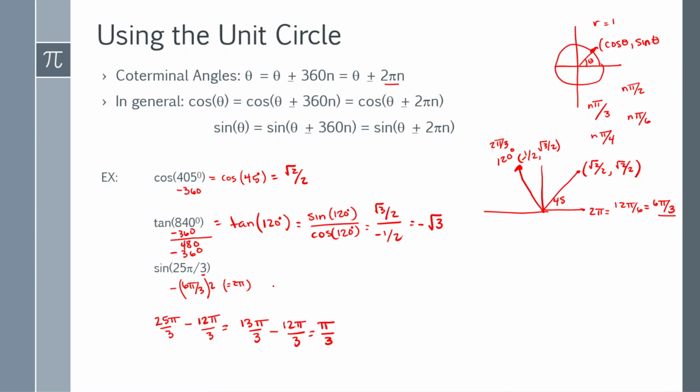So you just keep subtracting the 2 pi till you get to a value that we know in quadrant 1, 2, 3, or 4. And so then we have sine of pi thirds. And sine of pi thirds is the same thing as sine of 2 pi thirds. So this is the square root of 3 over 2. So if I know my unit circle, then I can find a whole variety of angles just by using coterminal angles.